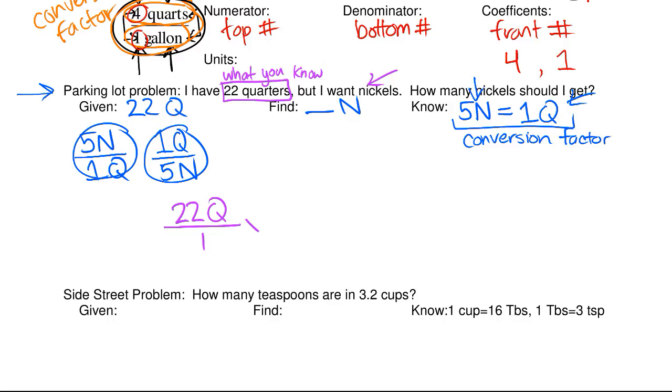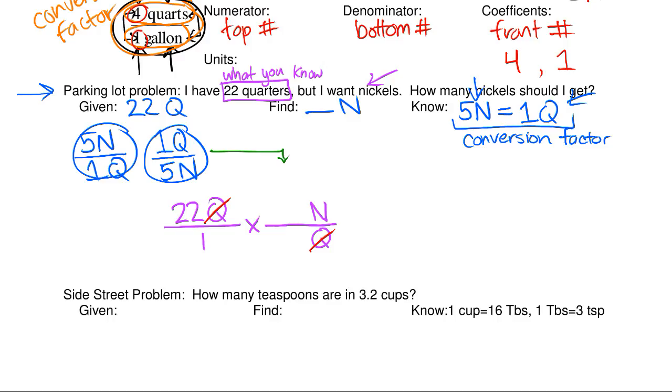I'm going to put a multiplication sign, and then a fraction bar. This is where my conversion factor is going to go. I started off with 22 quarters, which means I want to cancel quarters. I'm going to go from quarters, so I put it at the bottom. I don't want quarters, so they're going to cancel out, as you'll see in a second. I'm going to go from quarters to nickels. Whenever something, like a unit, is on the top and on the bottom, it will cancel out.